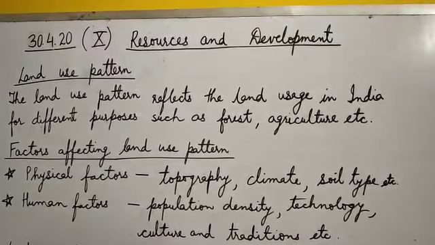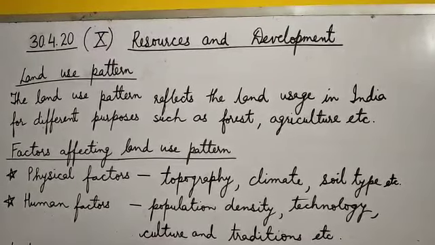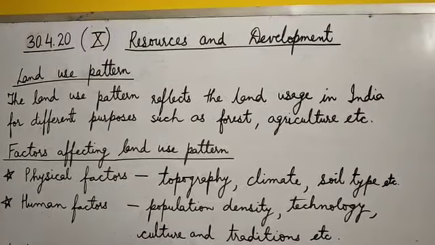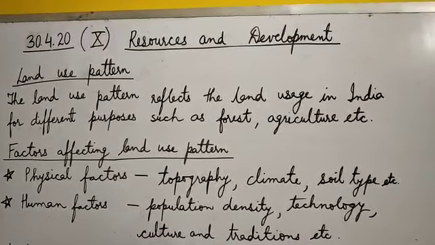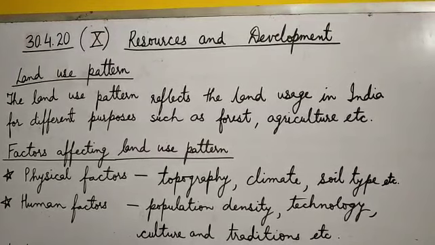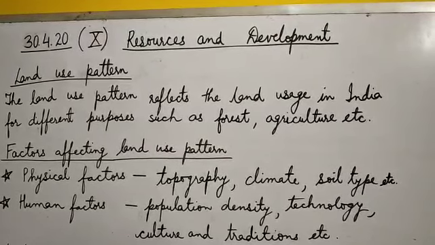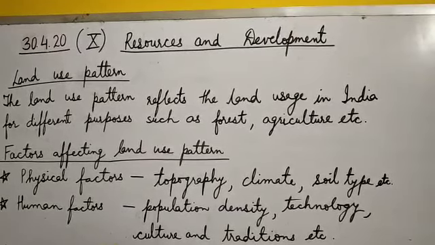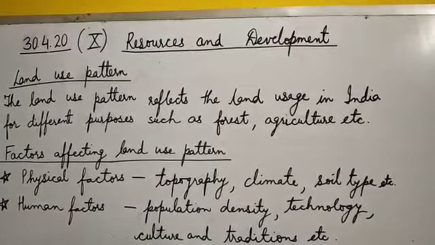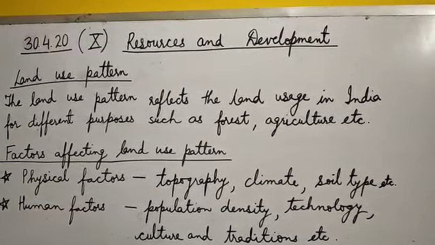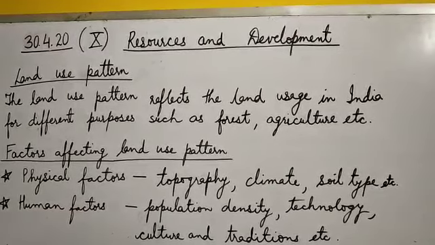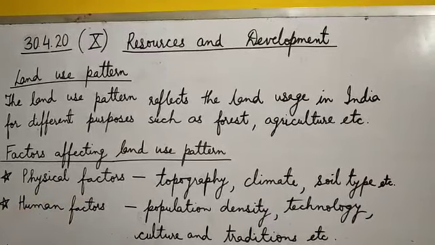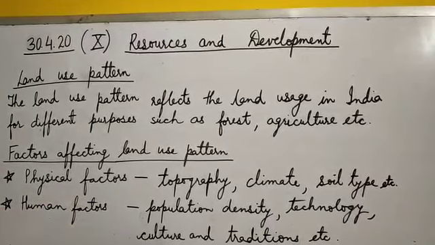And then comes culture and traditions. There are certain tribal groups in the country who, because of their cultural belief that forests are the home of gods and goddesses, protect these forests. They do not cut the trees. So because of this factor also, culture and traditions, such areas are well protected, forests are well protected, animals are well protected in certain areas. So the use of land can also depend on culture and traditions.